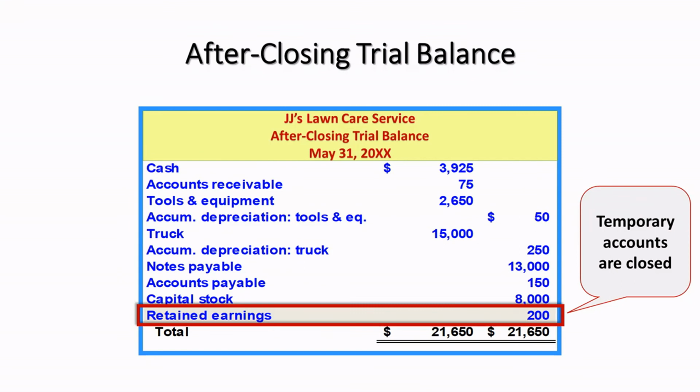Here is the after closing trial balance for J&J's Lawn Care Services. The after closing trial balance shows we have no revenues, expenses, or dividends. The proper balance of retained earnings appears on the after closing trial balance. If there are any revenues, expenses, or dividends on the after closing trial balance, an error has been made and the closing entries must be reviewed.